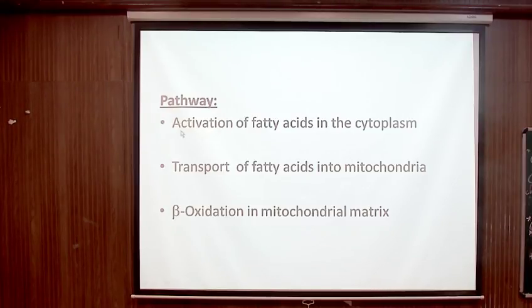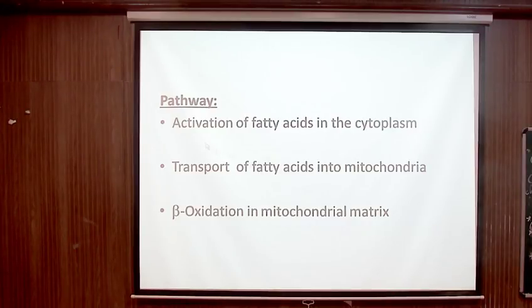The first one is the activation of fatty acids in the cytoplasm. Then there is a transport of fatty acids into the mitochondria. Why? Because beta oxidation proper takes place in the mitochondria, but the fatty acids are still in the cytoplasm. So there should be a transport from the cytoplasm to the mitochondria. So there are 2 steps prior to the proper beta oxidation.